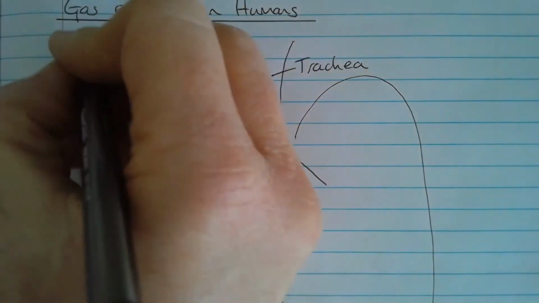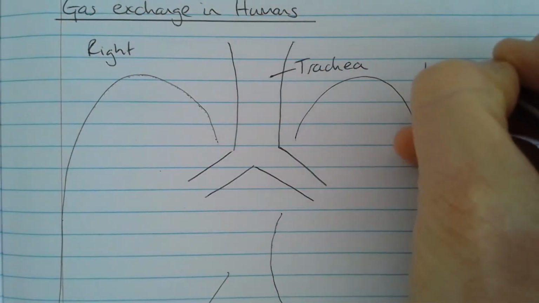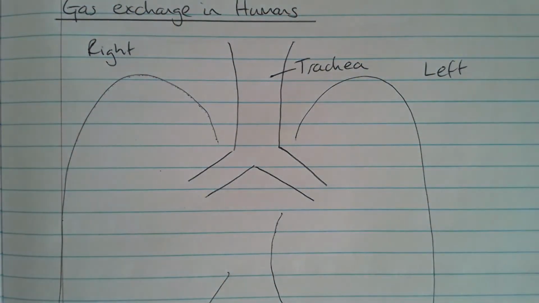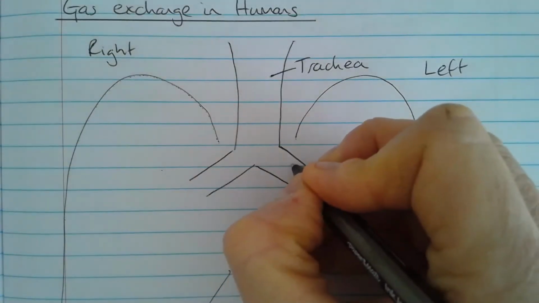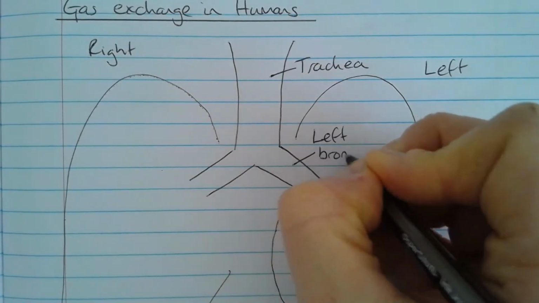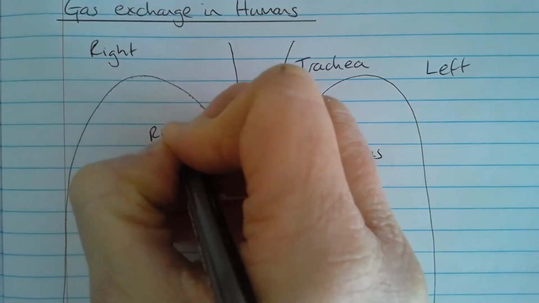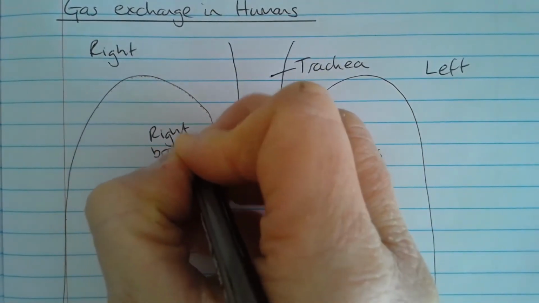So this is my right lung, and this is the left lung. Obviously, if you're looking at it, those are the wrong way round, but we're writing it as if it was us on the page, lying backwards. So that means that this is called the left bronchus, and this is called the right bronchus.